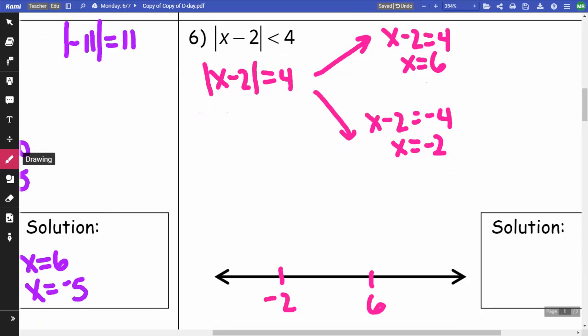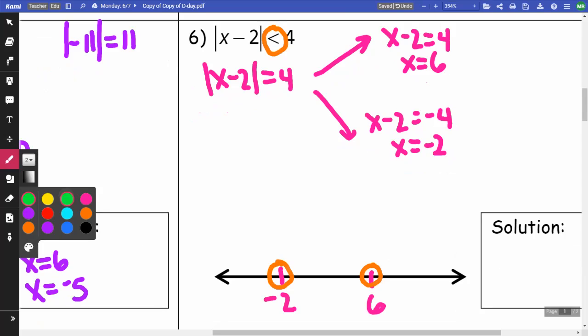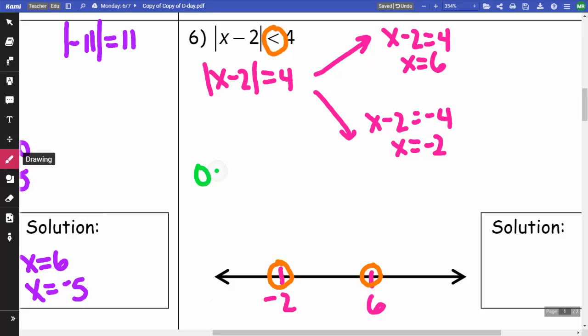And if I look back at this original problem, it's open circles. And I need to decide if I'm shading in between or outside. So I'm going to put a number in. The number I'm going to test is 0. You never want to test the numbers you got because that makes it equal. We want to see what makes it less than. So let's say I put a 0 in here.